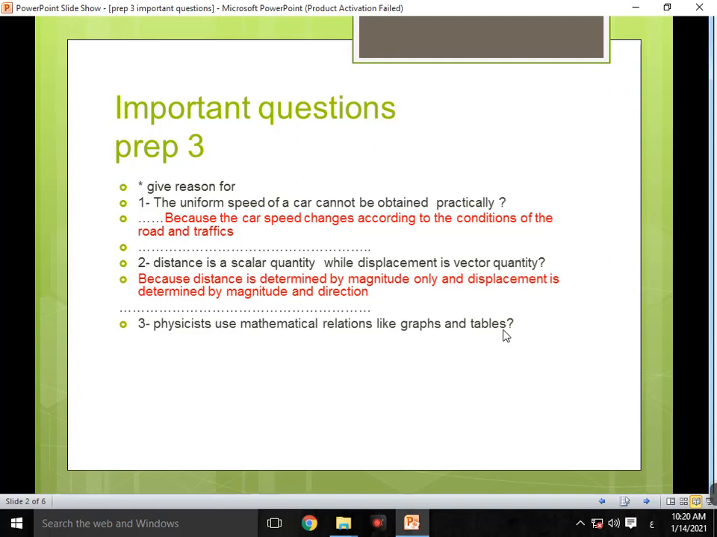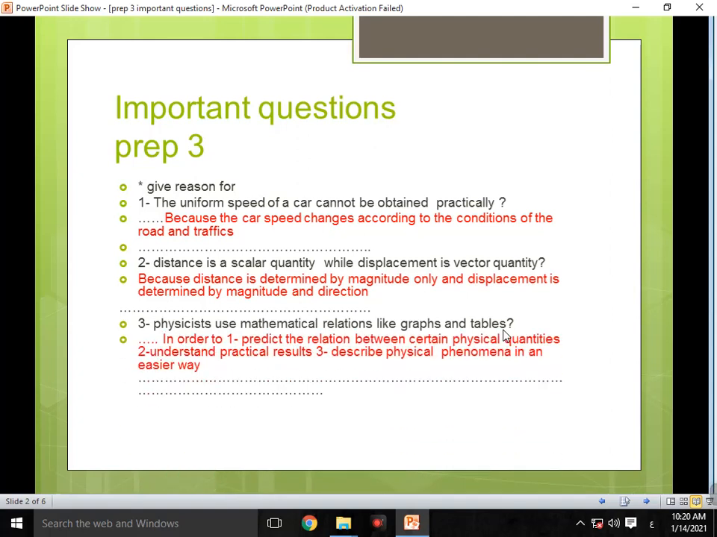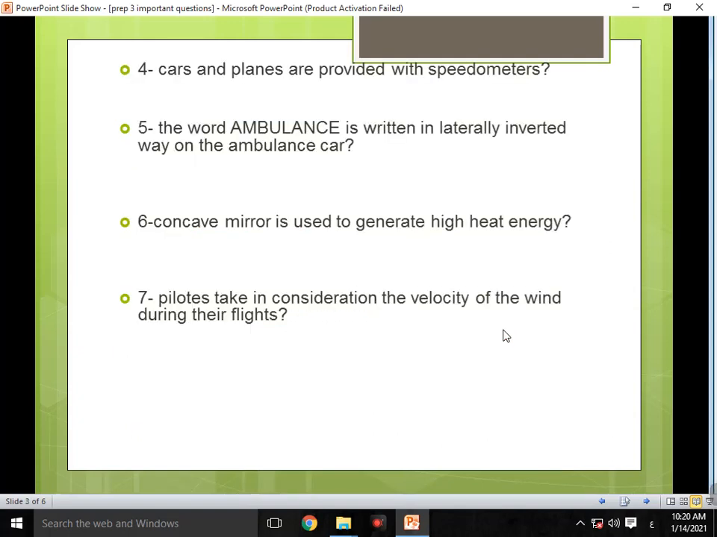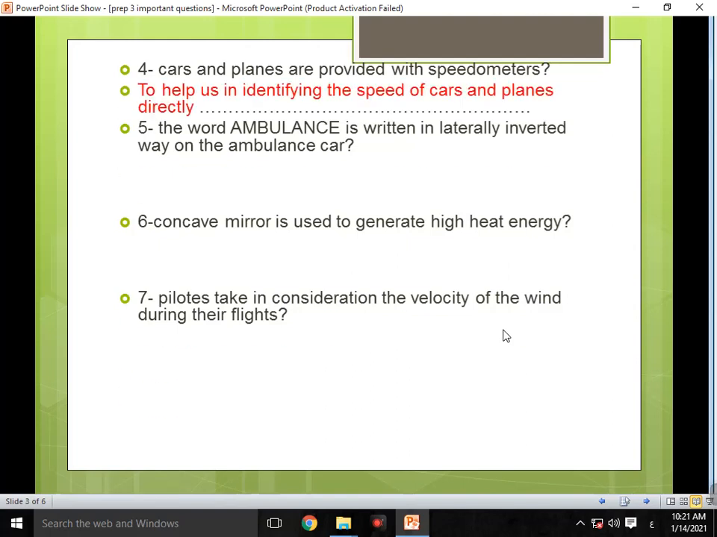3. Scientists use mathematical relations like graphs and tables in order to, number 1, predict the relation between certain physical quantities, 2, understand practical results, 3, describe physical phenomena in an easier way. Number 4, cars and planes are provided with speedometers. Speedometers are very important in our cars and planes to know or calculate the speed directly.